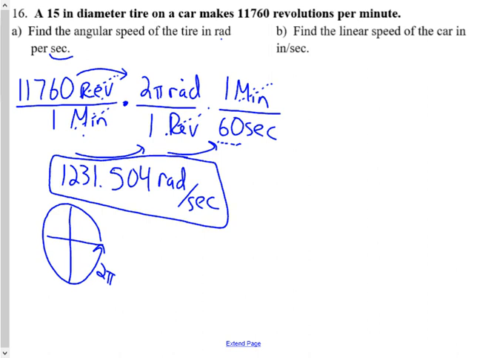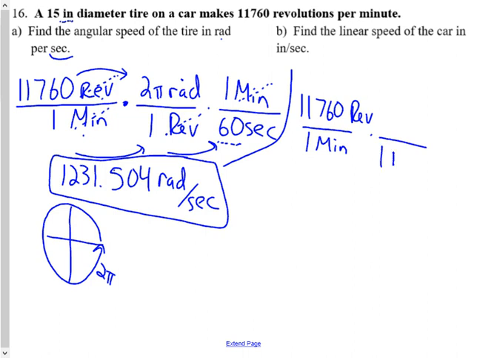Next, linear speed. What is the linear speed of the car in inches per second? Be aware, once in a while they may change the label, because we still have inches over here. For inches per second, we'll set it up again. We have 11,760 revolutions per minute, and now I need inches per revolution. So 1 revolution is how many inches?